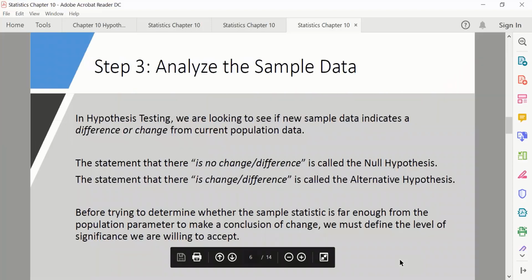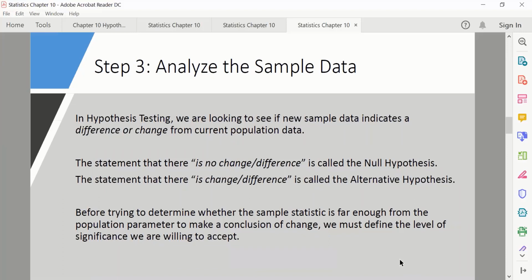In hypothesis testing, we're looking to see if new sample data indicates a difference or a change from current population data. So we're looking for a difference or a change. The statement that there is no change or no difference is called the null hypothesis. Null meaning nothing. So there's no change, no difference. The statement that there is change or difference is called the alternative hypothesis. So that's the alternative that we're claiming may be true.